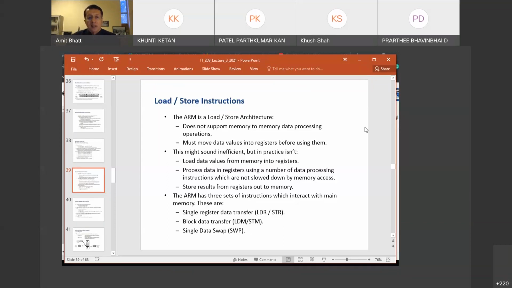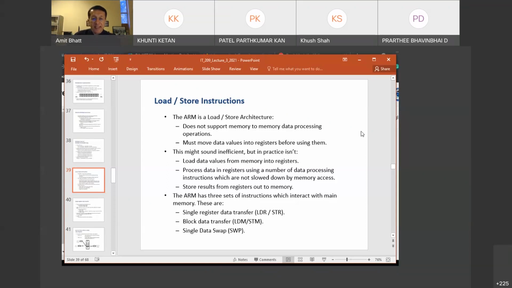Now, there are various ways you can use this load and store. First of all, you have single register data transfer, that is LDR and STR. That means you load one word into a register, or STR means you take one word from a given register and put it into the memory location pointed to by the other register.